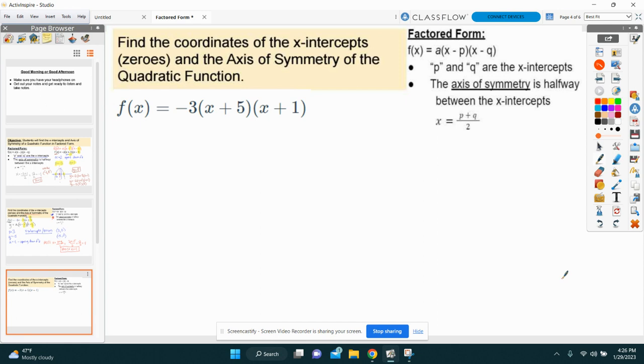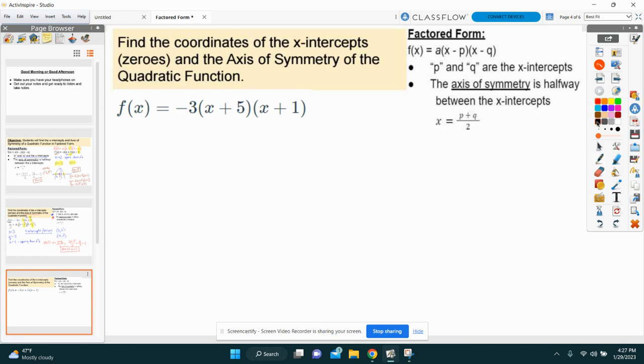We're going to find the x-intercepts, also known as the zeros of the function, and we're going to find the axis of symmetry. You could graph this to see them, and I think graphing it is a good visual, but you don't have to graph it to find these answers because it really is as easy as just labeling your P and Q and then dividing them by 2 to find the axis of symmetry.